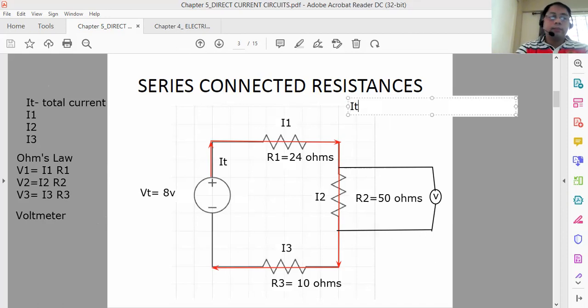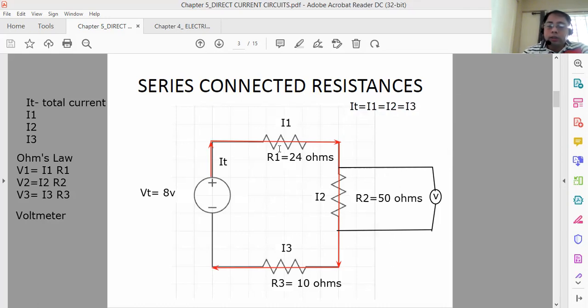Now, if the circuit is connected in series, the first principle that we will get is that the total current I sub t happens to be the same as I1. It is equal to I sub 2. It is equal to I sub 3. So this is the first principle of series connected resistances.